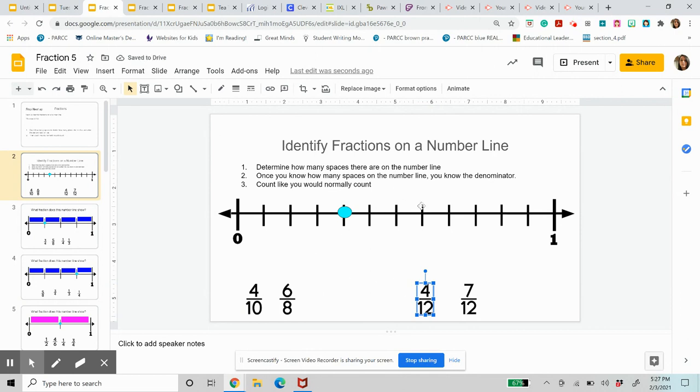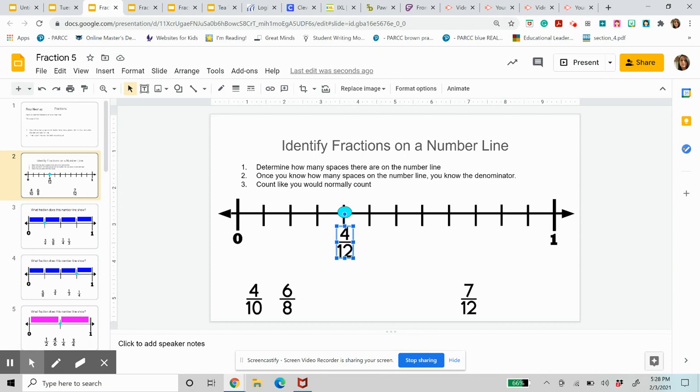All right. So I've identified my denominator, and now I want to count like I would normally count. So 1 12th, 2 12ths, 3 12ths, 4 12ths. Okay, so it looks like 4 12ths is my answer. But let me continue to make sure that I get a whole. So this would be 5 12ths, 6 12ths, 7 12ths, 8 12ths, 9 12ths, 10 12ths, 11 12ths, 12 12ths. So that would be the whole. So yes, 4 12ths is this dot on the number line.